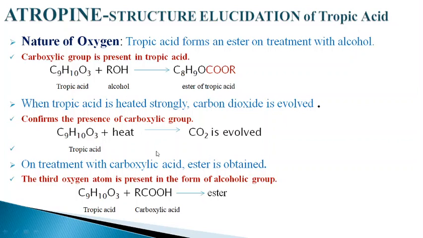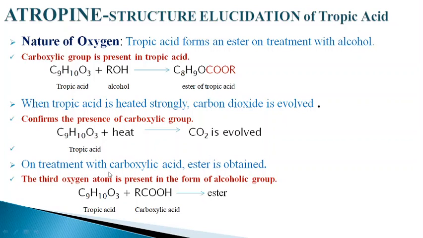So there is a series of chemical reactions. The first reaction is that tropic acid forms an ester on treatment with alcohol. This reaction reveals the presence of a carboxylic group in tropic acid. The second reaction is that when tropic acid is strongly heated, carbon dioxide is evolved. This again reveals the presence of a carboxylic group. Up till now we have determined the nature of two oxygen atoms in the form of a carboxylic group. One oxygen atom is still left.